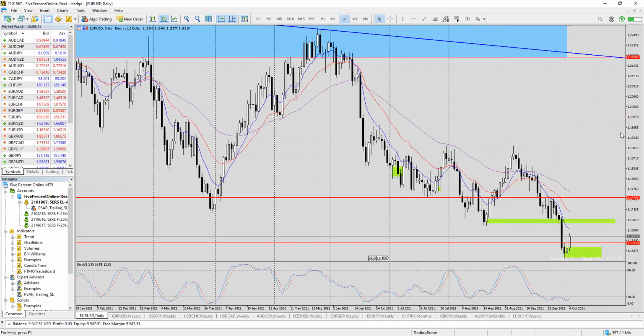And of course, if you see sharp moves in the financial markets, you can expect also the same in euro dollar, in pound dollar, and other currencies against the dollar.